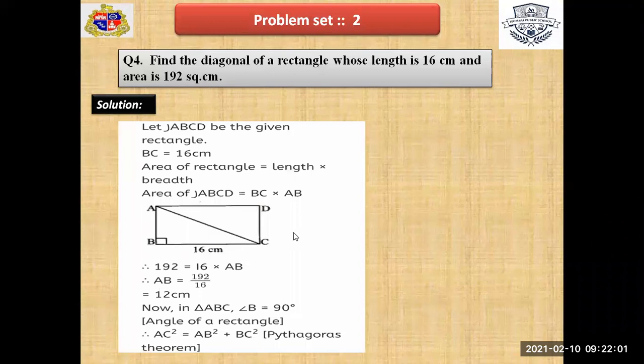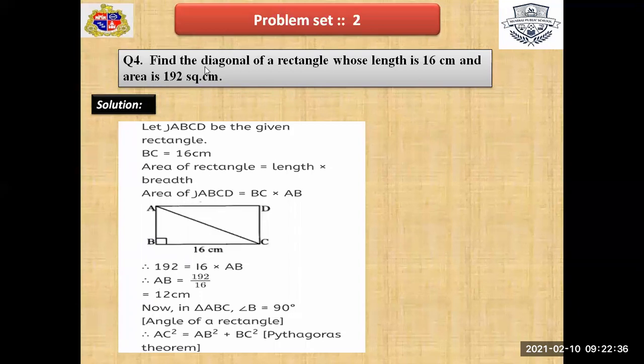So ABCD is the given rectangle. Side BC is 16 centimeter and the area of the rectangle is length into breadth, that is equal to 192. So AB is the breadth, BC is the length. So from this we write area is equal to AB into BC. BC is given, so we find AB. So AB is equal to 192 divided by 16.